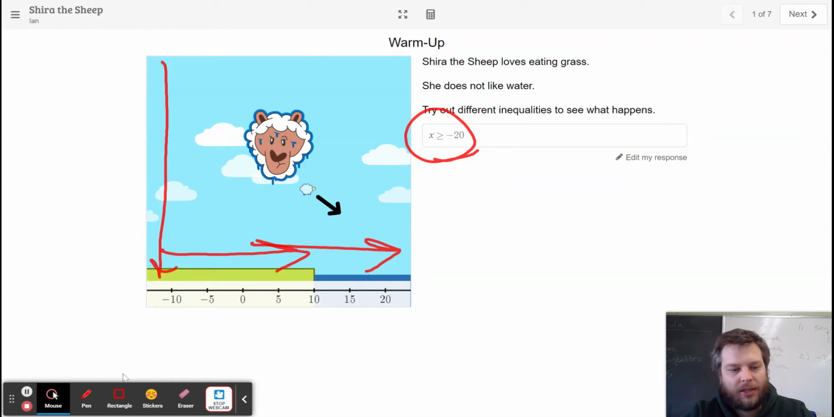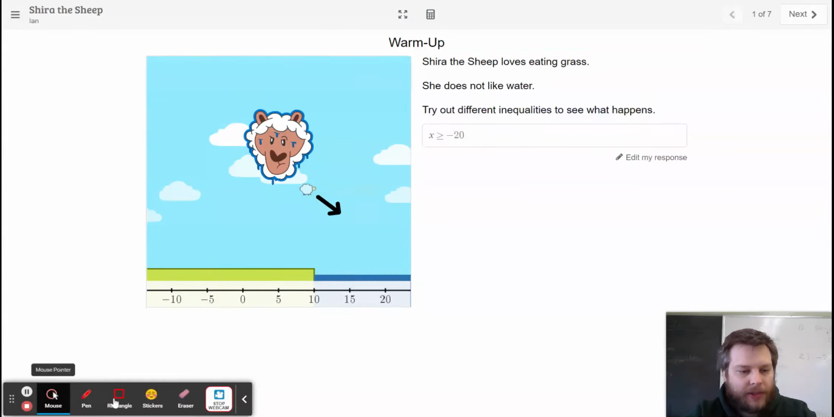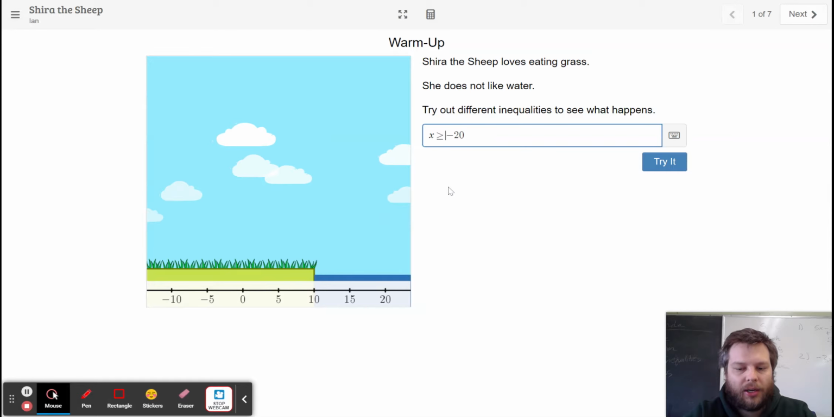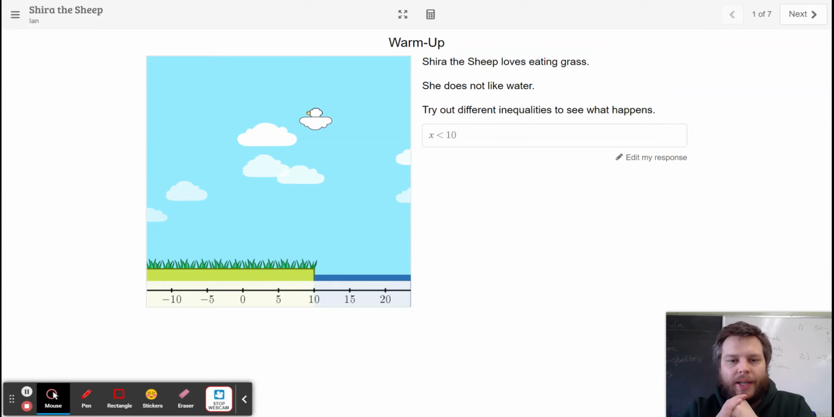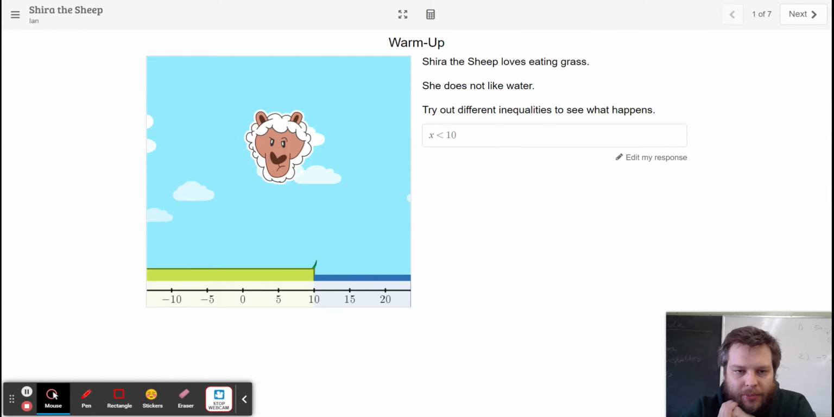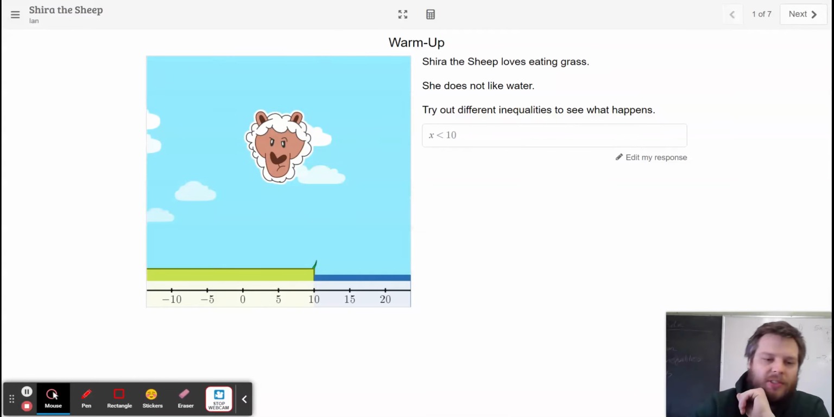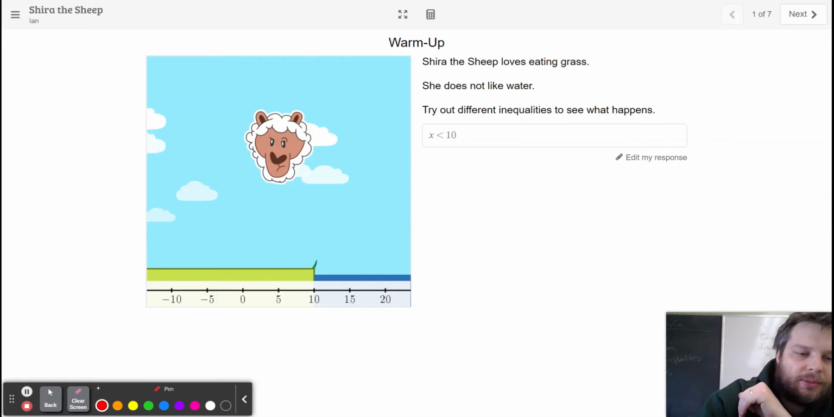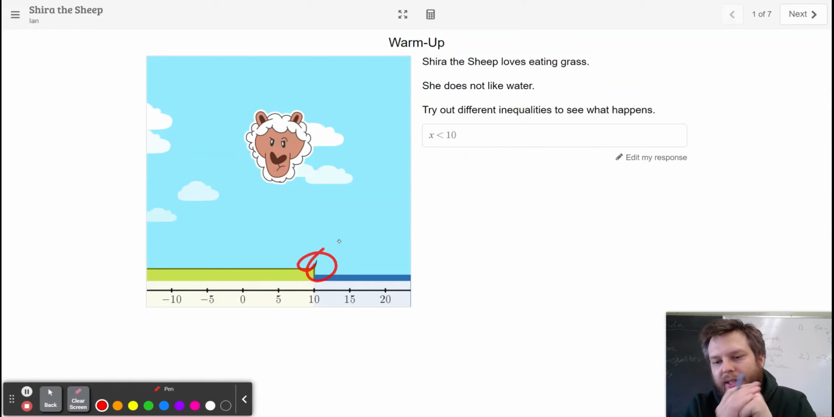So I hope that it has become obvious by now that what we need to do is tell Shira to walk to the left. And so I'm going to change this to x is less than 10. Now Shira is going to land at 10 and walk to the left, because numbers that are smaller are further left on the number line. That's what less than means. But I don't have a happy sheep because there's this single blade of grass that is left over right here. And unfortunately, Shira did not get to eat that grass. Shira is quite the hungry sheep.